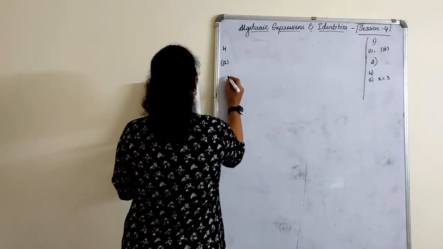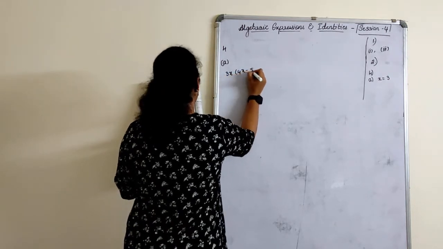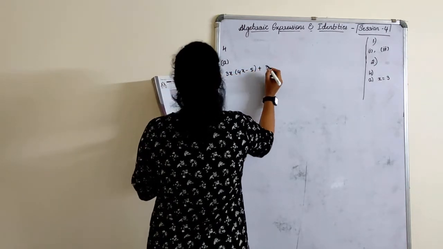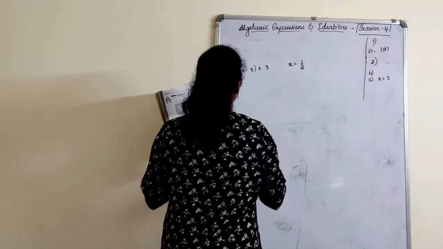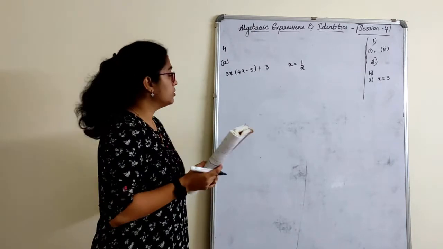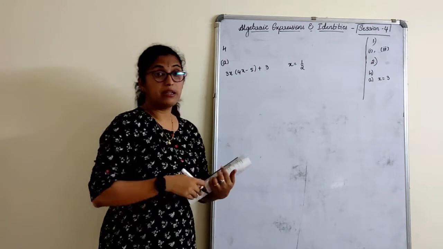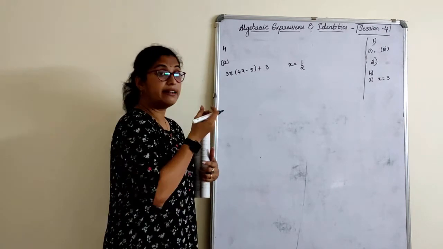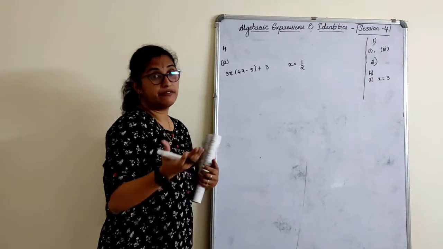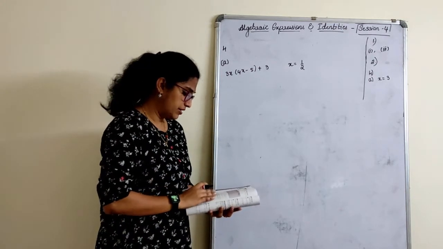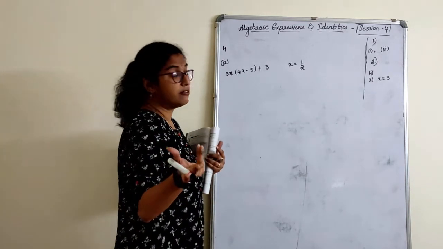So, what is the question given? 3x of 4x minus 5 plus 3. Find the value for x is equal to 1 by 2. Two methods we can use to solve here. Either we can multiply the given thing and then substitute the value of x, or substitute the value of x and find. It is up to you because they have just given us to simplify. Whatever you do, it will be right only.